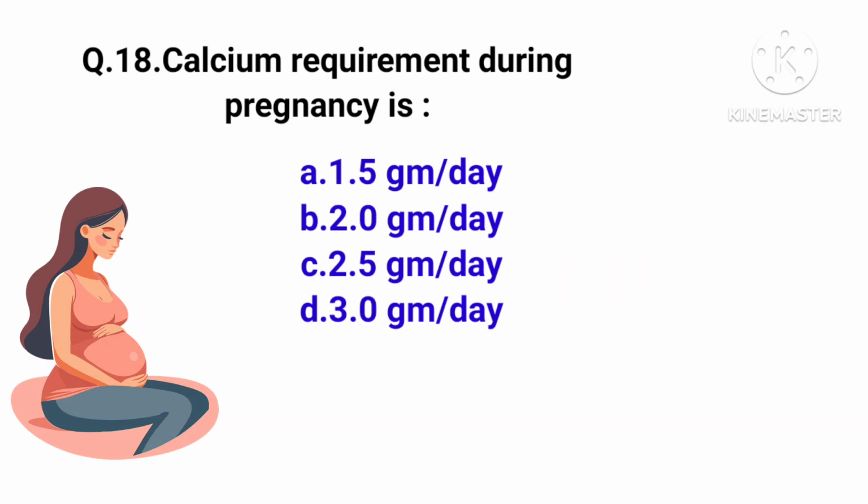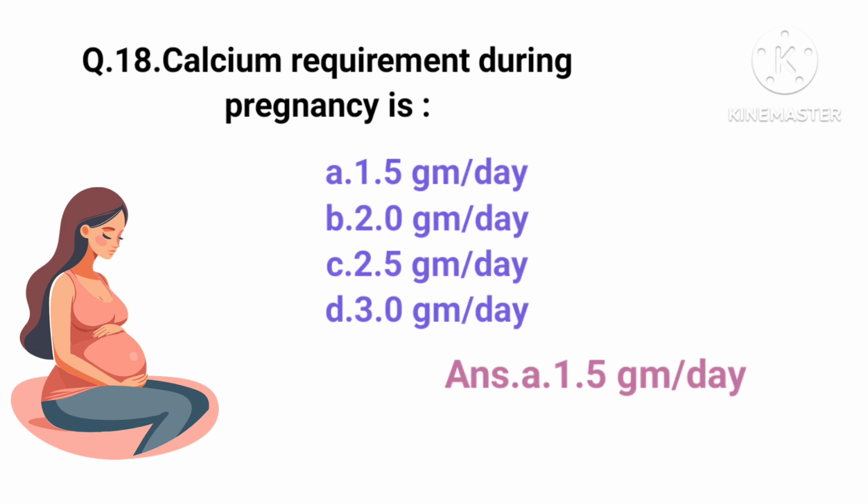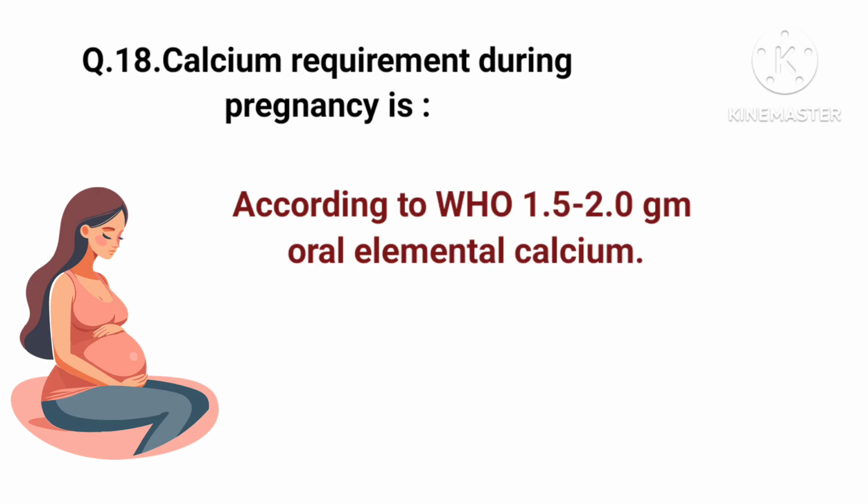Calcium requirement during pregnancy is 1.5 gram per day, 2.0 gram per day, 2.5 gram per day or option D, 3.0 gram per day. And here the right answer is option A, 1.5 gram per day. According to WHO, 1.5 to 2.0 gram oral elemental calcium.